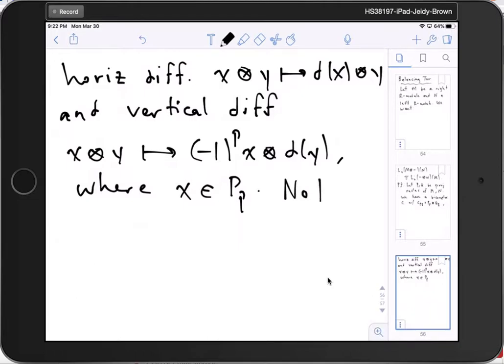So notice that the total complex of this bicomplex C is precisely the tensor product of our two resolutions. Okay, so we have a bicomplex, and it's bounded. In fact, it's concentrated in the first quadrant. So we have two associated spectral sequences given by filtering by columns and filtering by rows. So let's write those down.